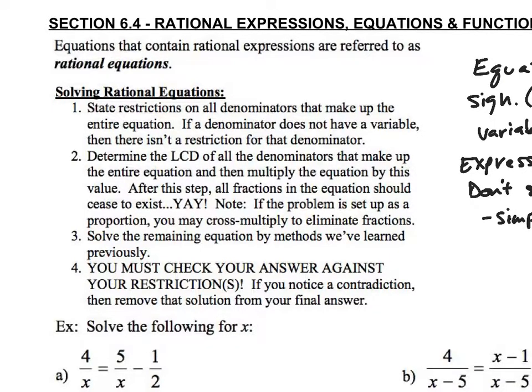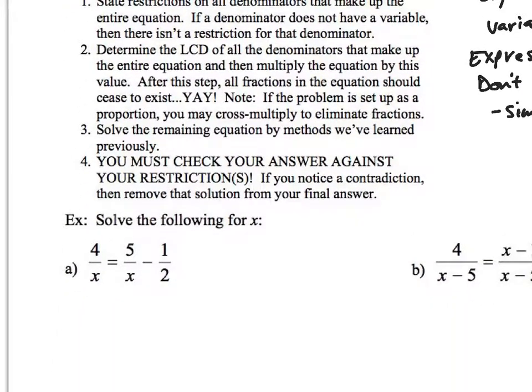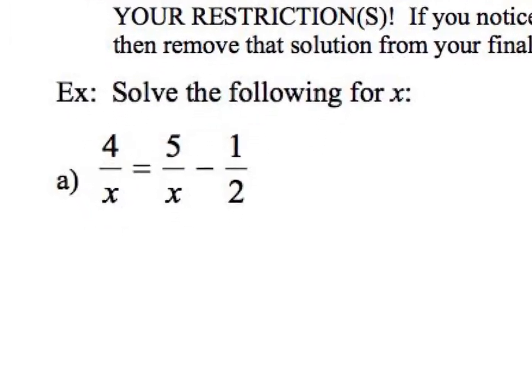Now, the big thing we're going to do is state restrictions on all of our denominators. And then I'm going to show you guys how to solve. That's steps 2 and 3. And then step 4 is checking our answers against our restrictions. So if we notice a contradiction, then we remove that solution from our final answer. Let's just take a look at this first one.